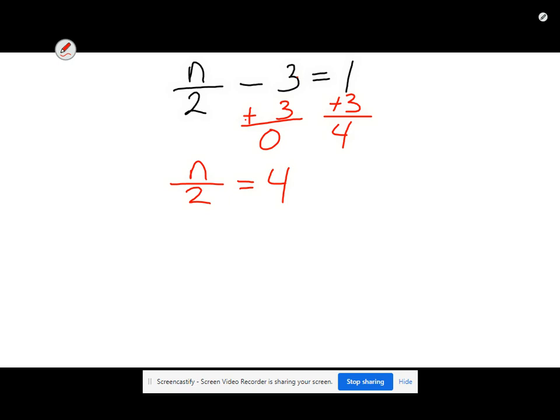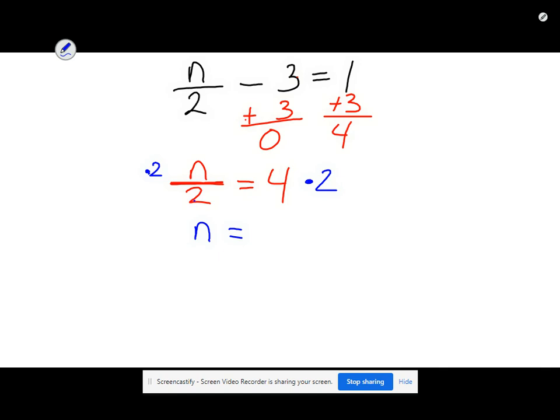So now I have n over 2. What does it mean when it's over 2? What operation is that, Will? Division. So what's the opposite? Multiplication. So I need to multiply both sides by 2. Because I'm always going to do the opposite. Times 2 divided by 2 gets us n by itself.